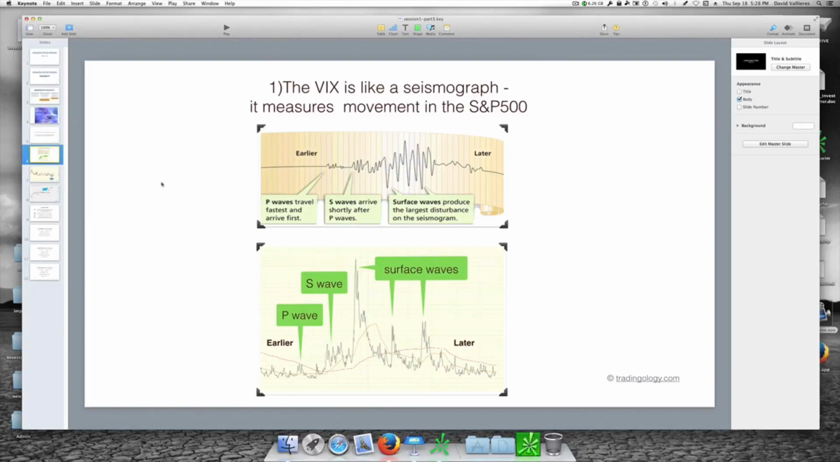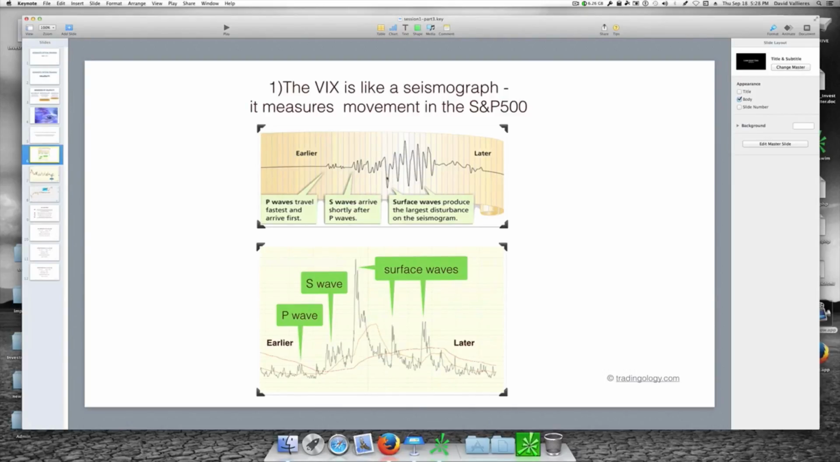The price index of the S&P 500 just reflects the price. That's it. It doesn't tell you individually what the stocks in the S&P 500 are doing. You'd have to go through all the S&P 500 stocks in order to make that determination. But what the VIX does is allow us to see ripples in the market. It helps us to see early on what's happening in the market.